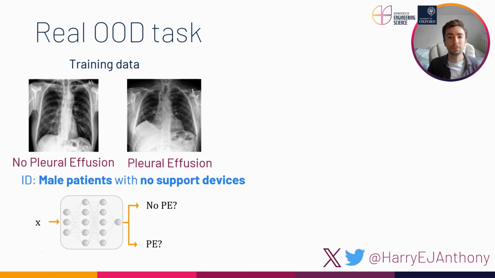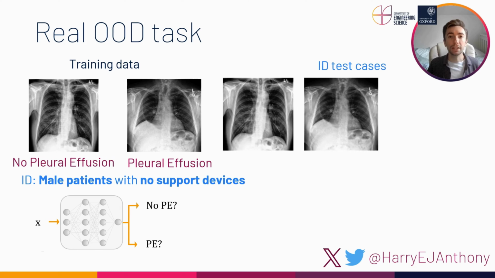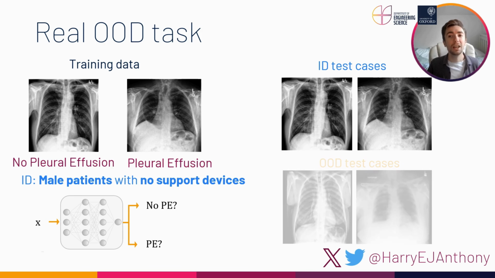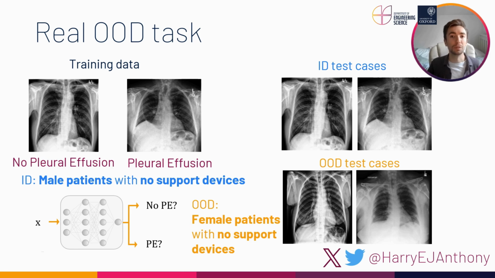devices. For our second OD task, we train a model on the same pleural effusion task, but only using scans of male patients with no support devices. We again use 5-fold cross-validation for our ID test cases, and then we use female patients with no support devices as our outer distribution test set.